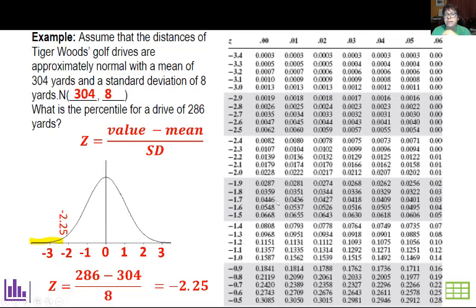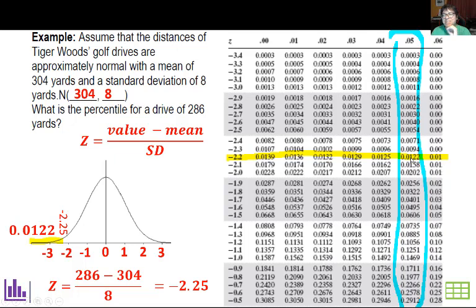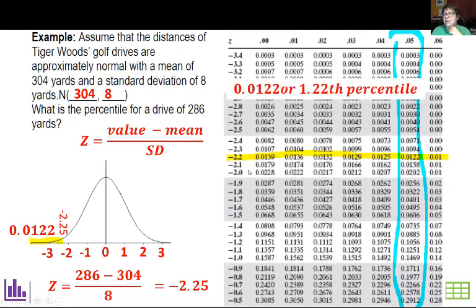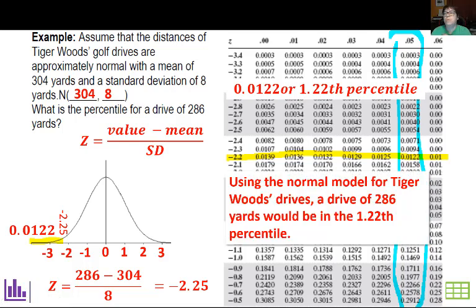Well, this table is designed to give me the percentile, so that's kind of nice. Negative 2.25 is up here on this row, and then negative 2.2 is here, and to get the 5, I want this column, and so my value is 0.0122. So that means it's at 0.0122 or 1.22nd percentile. Using the normal model for Tiger Woods drives, a drive of 286 yards would be in the 1.22nd percentile, or you could say roughly the 1st percentile. So that would be very low for Tiger Woods.